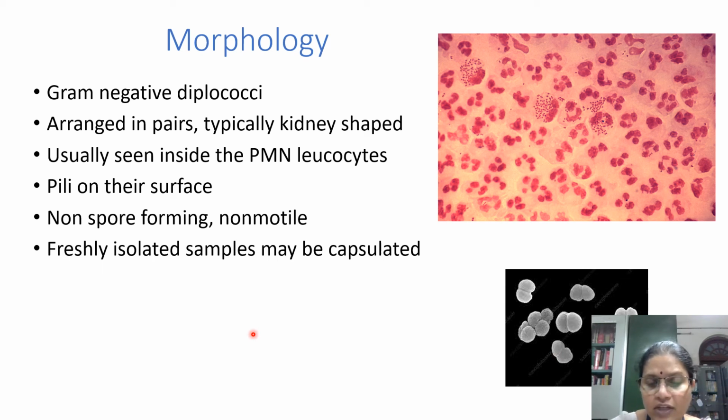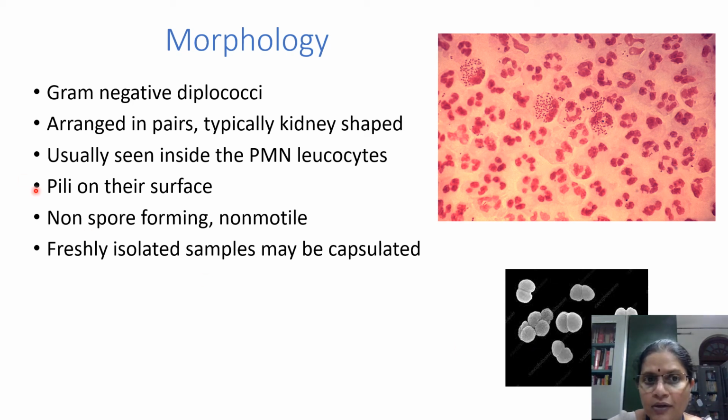And in fact, when they are arranged in pairs, they will look kidney shaped. That means the interior of one cocci will be concave in nature. So both the cocci will be present as concave in nature. So if you take an individual cocci and observe its shape, it will almost look kidney shaped.